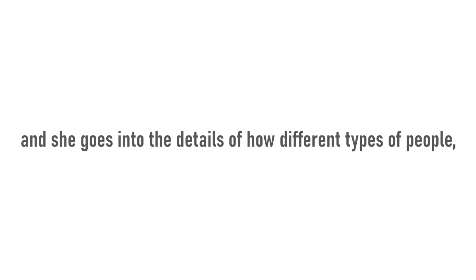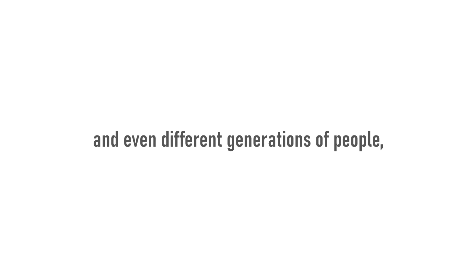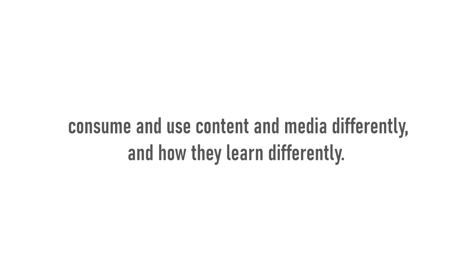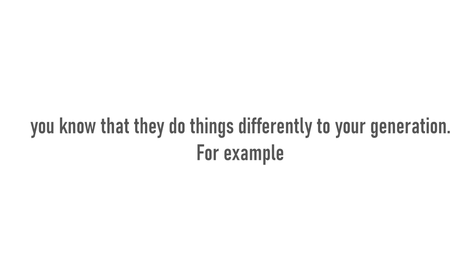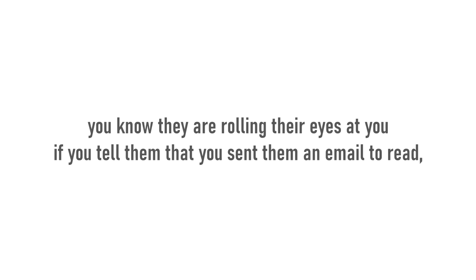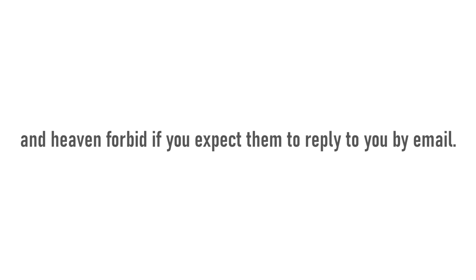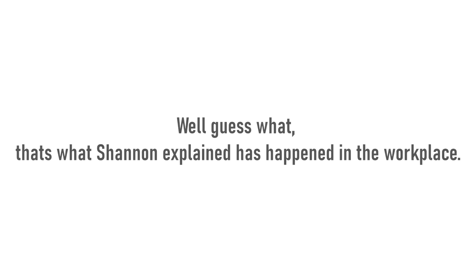And she goes into the details of how different types of people, and even different generations of people, consume and use content and media differently, and how they learn differently. You know what I'm talking about. If you have a young child, you know what they do, and they do things differently to our generation. For example, you know that they're rolling their eyes at you if you tell them that you sent them an email to read, and heaven forbid you expect them to reply to your email.